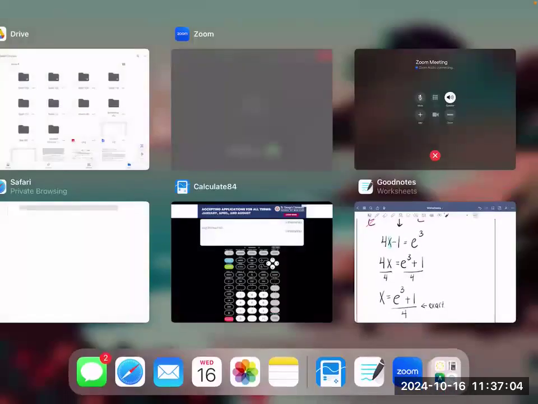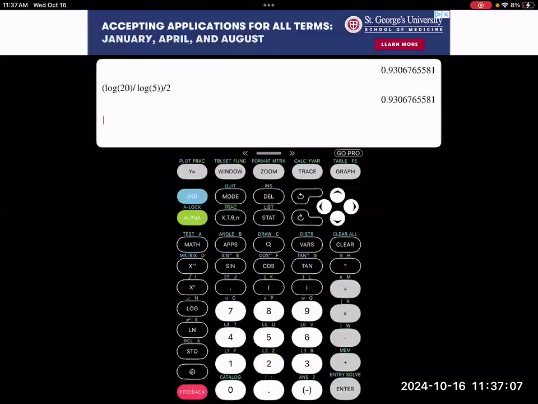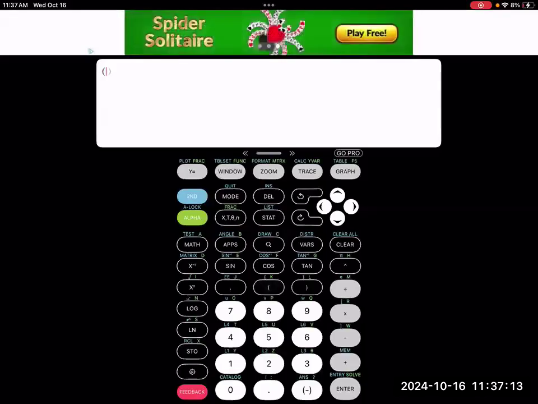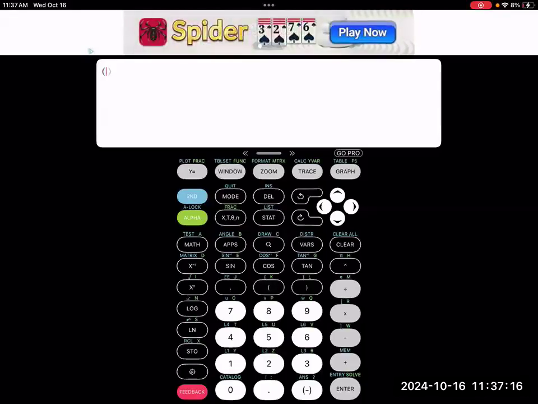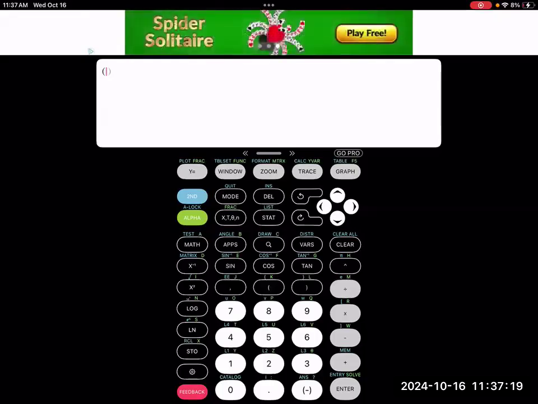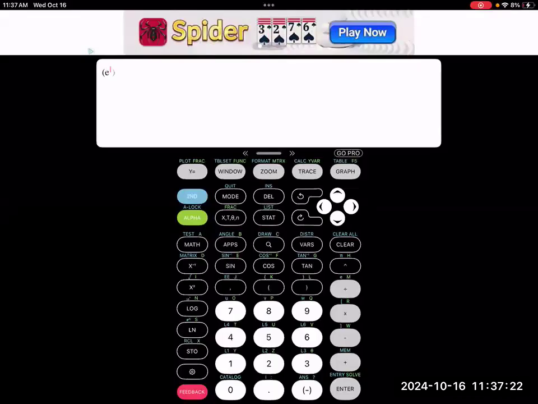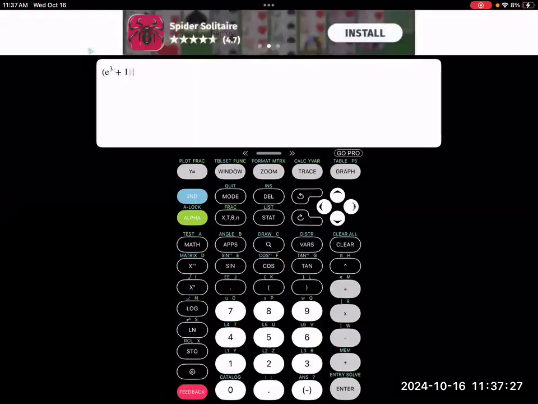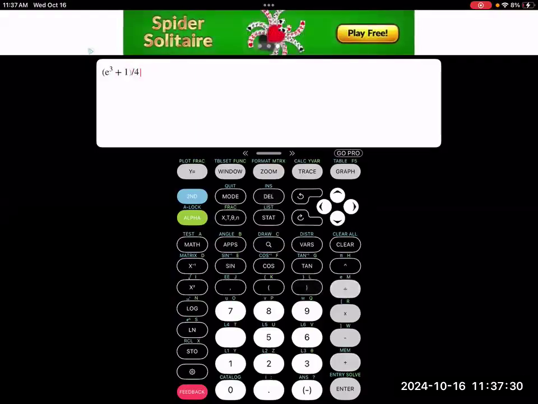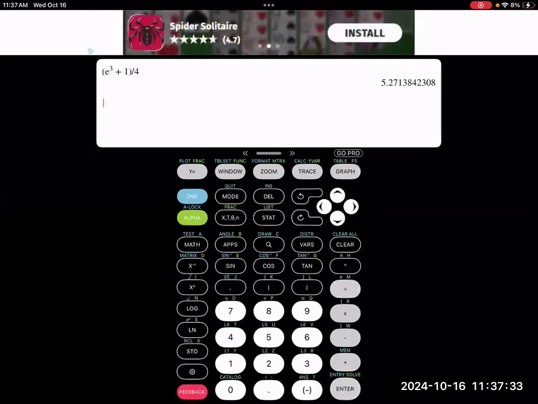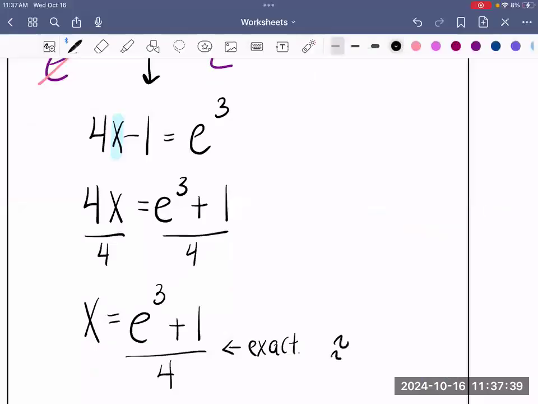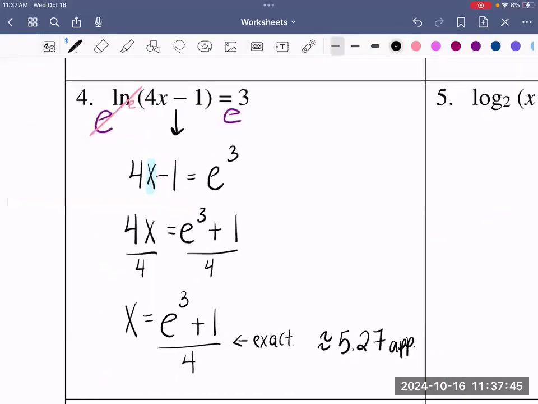So for your approximated solution, if we were interested in finding it, e is located on the left-hand side of the calculator, and we did have a numerator, so let's put a parentheses to start. We're going to hit second ln, then raise it to the 3rd power. We said plus 1, close your parentheses, and then divide by 4. So your approximated solution here is 5.27-ish. So this is an approximate or estimated solution.